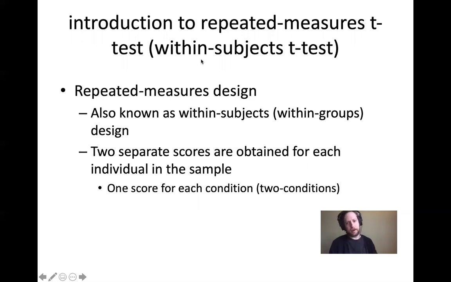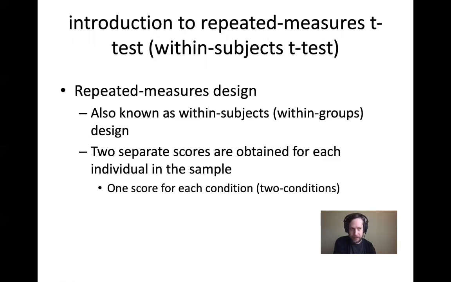Though I think your textbook calls it paired samples t-test, but they all mean the same thing, and different sources use different words. So you kind of have to get comfortable with the fact that there are multiple names for this one t-test. Repeated measures, within subjects, and paired samples all mean the same thing. So what is this thing? Repeated measures design is one of the common components that all repeated measures, paired samples, within subjects t-tests have.